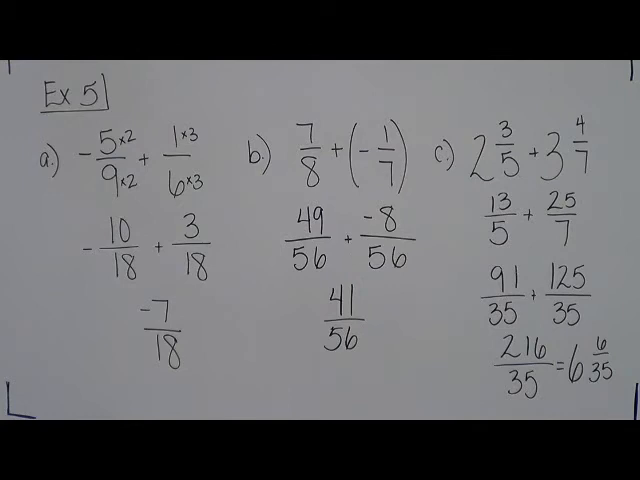And the last one, I converted them to improper fractions first. So 5 times 2 plus 3 is 13. 3 times 7 plus 4 is going to give us 25. The common denominator is 35, so the first one got multiplied by 7. So 13 times 7 is 91. The second one got multiplied by 5, so 25 times 5 is 125. When I add those, I get 216, and when I divide that out, we end up with 6 and 6/35.